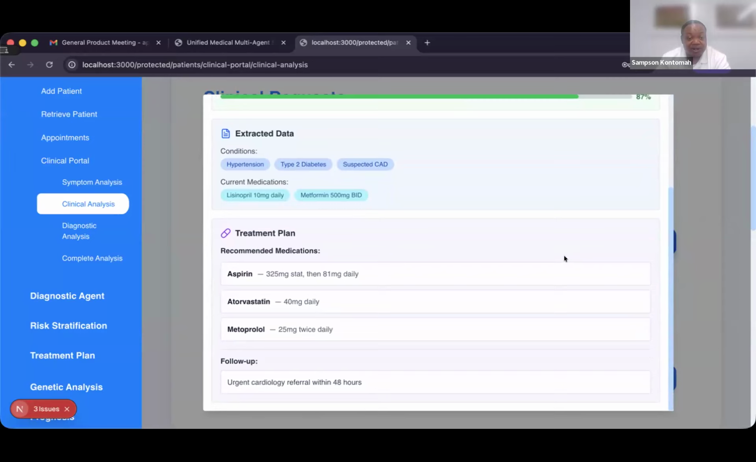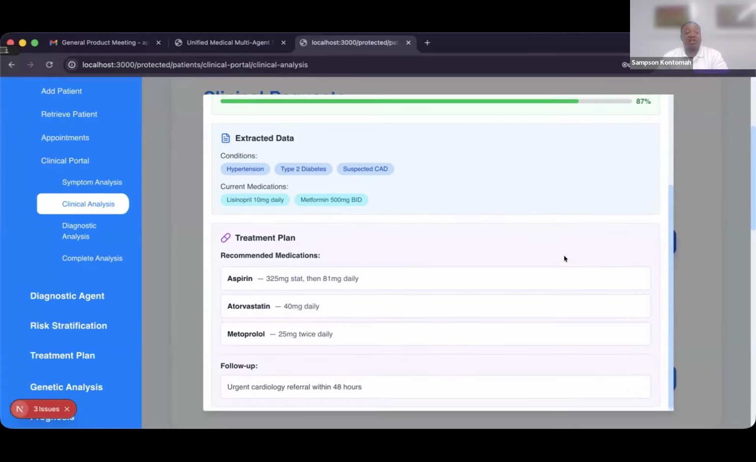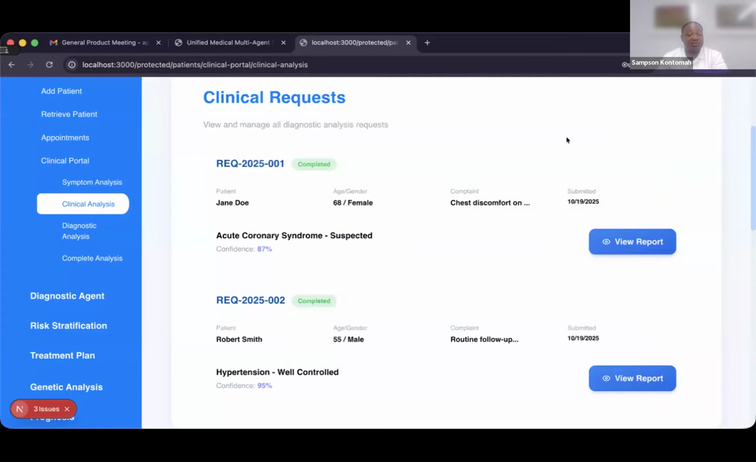And the recommended treatment plan is aspirin, 325 milligram to start with, and then reduce to 81 milligram daily. Atorvastatin is 400 milligram daily, and metoprolol is 25 milligram twice daily. And the system also recommends urgent cardiology referral within 48 hours. And this can be done using tier 2 to conduct a further analysis of this patient. So let's move on to the next tier, which is tier 2.